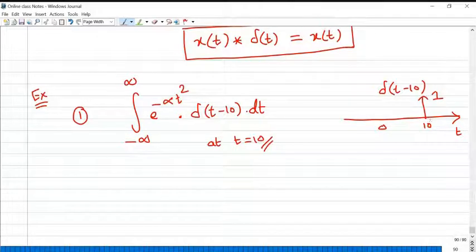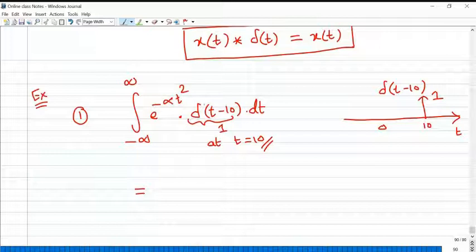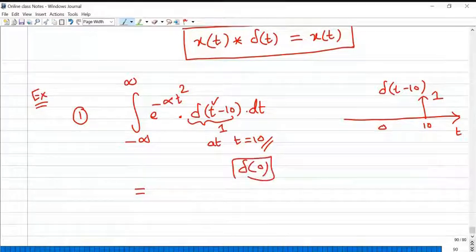At t equal to 10, this particular term will be 1. So 1 times e to the power minus alpha t squared; exactly at t equal to 10 only this product is valid. At all other time intervals, delta of t minus 10 is 0, and 0 multiplied with anything is 0. So wherever the delta function is involved, you have to check when its argument is 0. When t equal to 10, you get delta of 0, that is, the magnitude is 1.